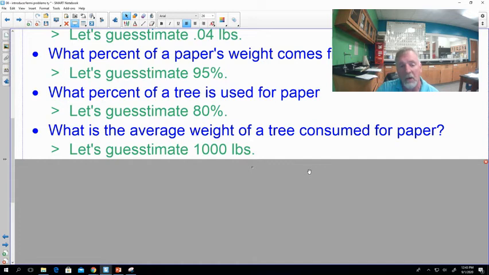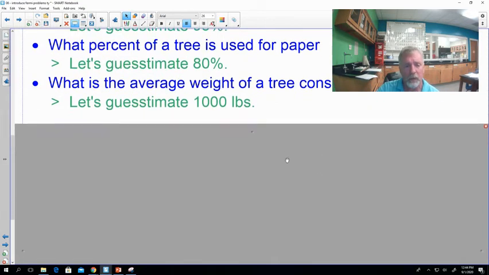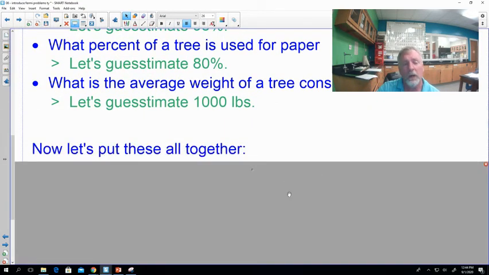I know it's not 100. I know it's not 10,000. Is it 500? Well, 500 might be a small tree. I don't know how big the trees are that we use for it, so I figure 1,000 is at least close. Okay, so now we've got to put all those numbers together.